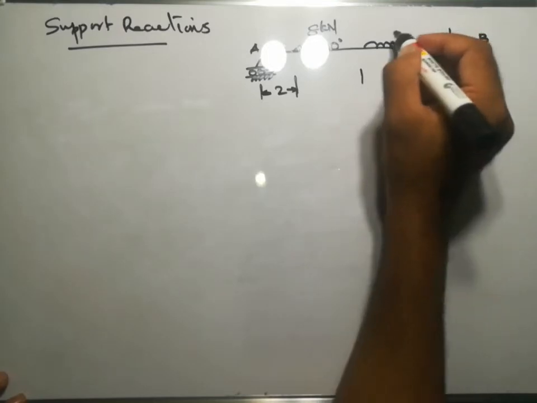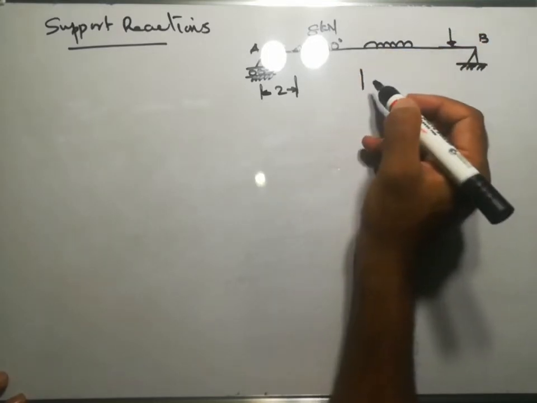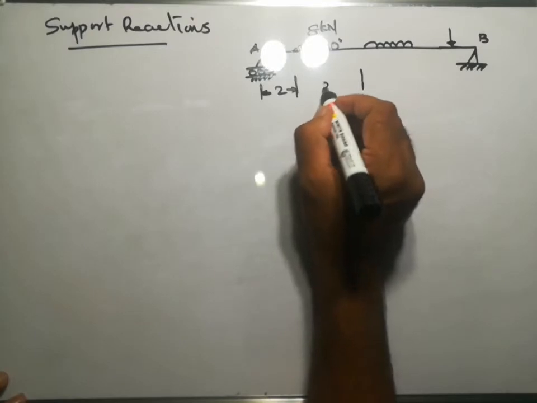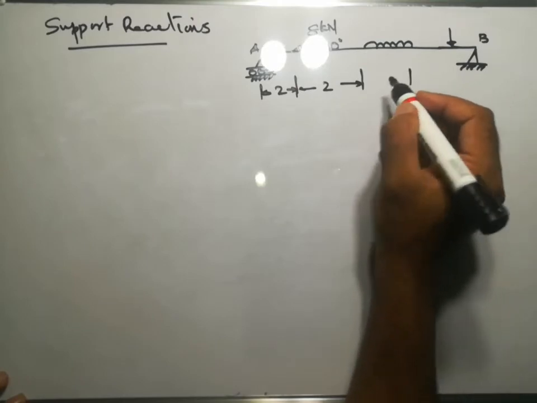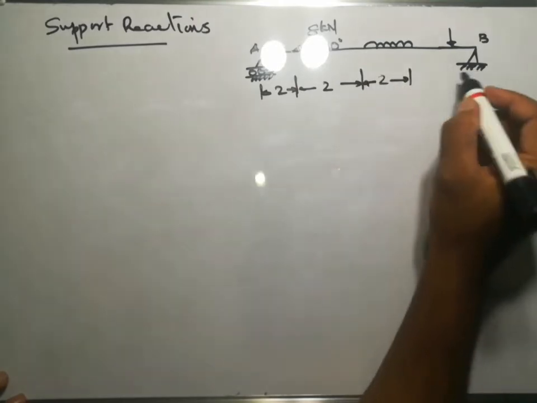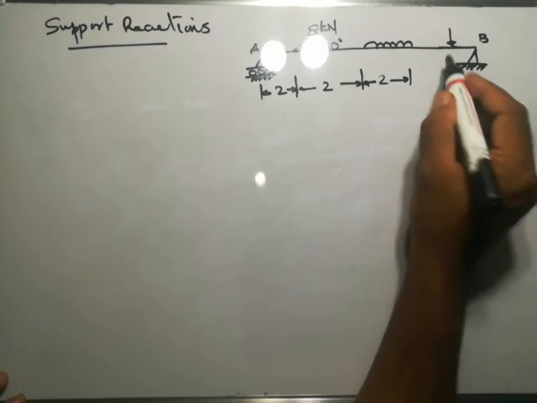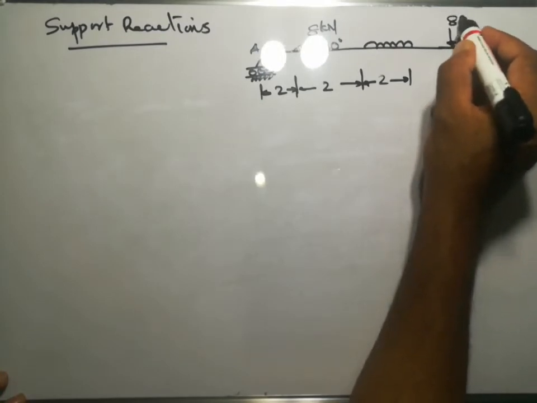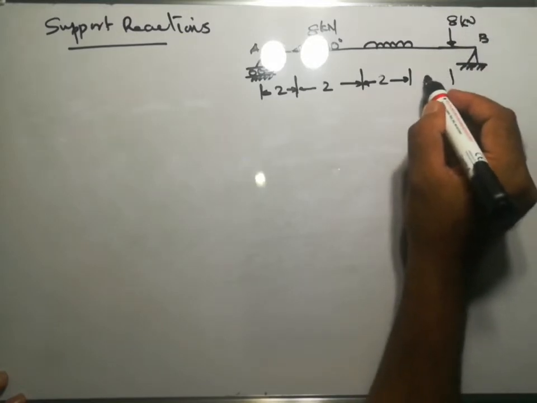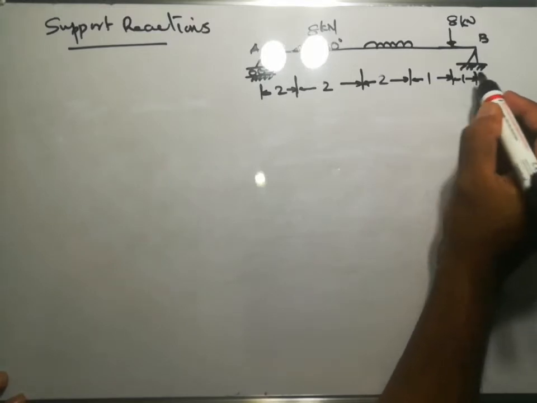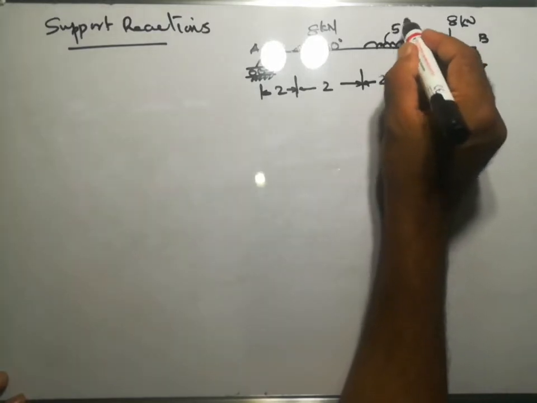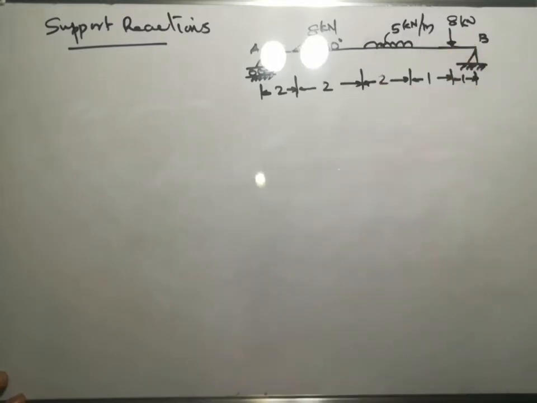and the UDL starts at 2 meter from that of 8 kilonewton, and its length is again 2 meters, and the vertical load 8 kilonewton is at 1 meter. Then this is also 1 meter length, and this is 5 kilonewton per meter. So this is the problem.